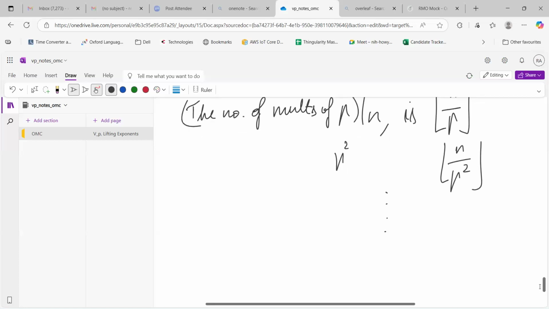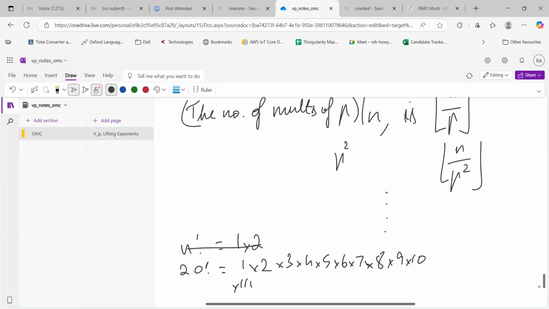Yes, exactly. So now say I have n factorial, right? It's like 1 into 2. In fact, I'll be more concrete and I'll say 20 factorial. This is like 1 into 2 into 3. I'll just write it out. 8 into 9 into 10, 12, 13 into 14 into 15 into. So say we want to find v2 of 20 factorial, right?